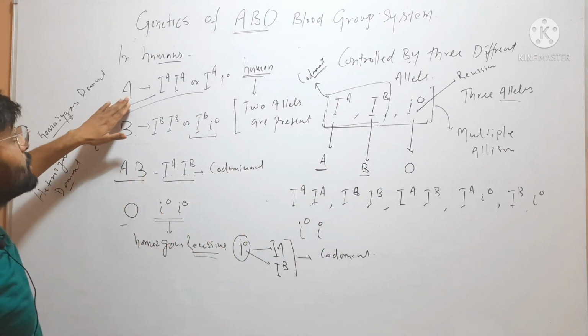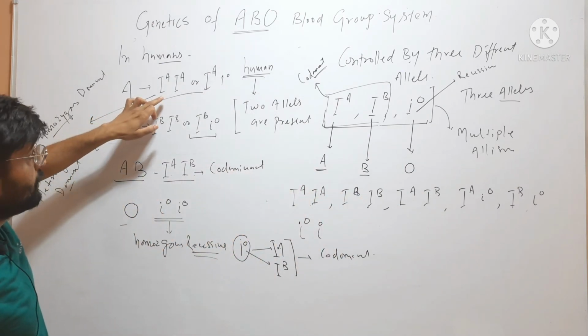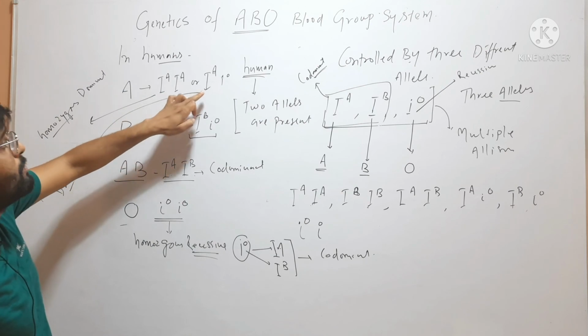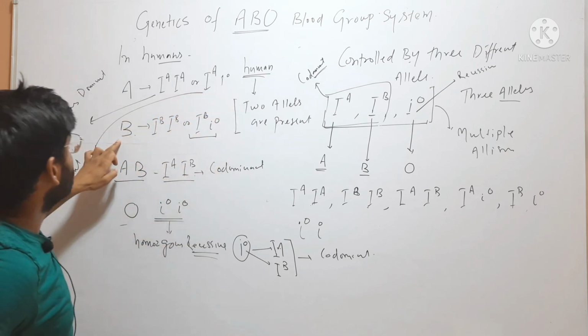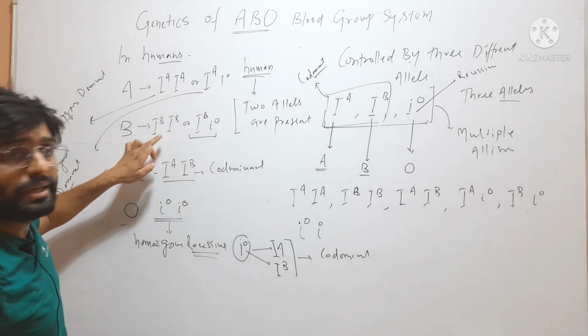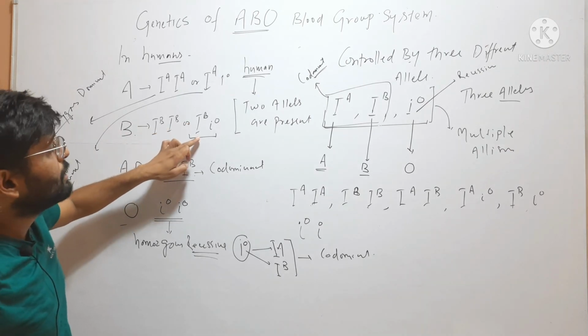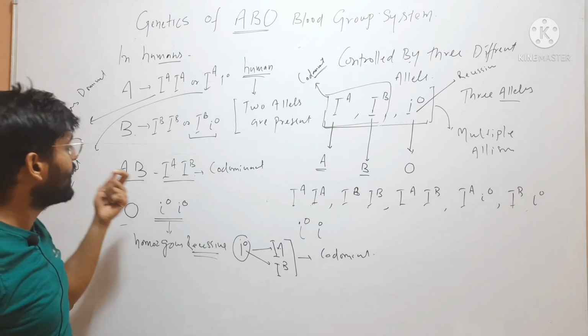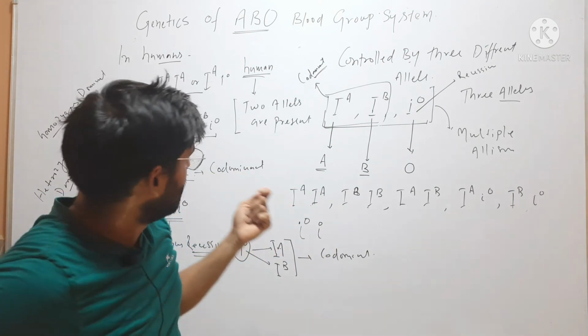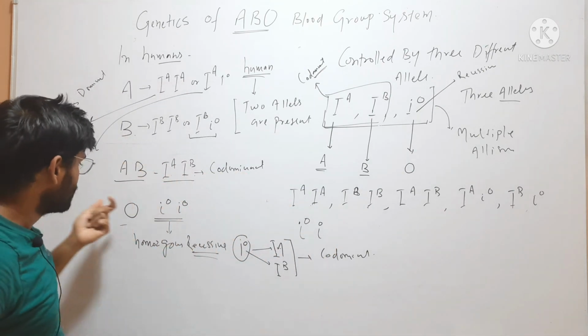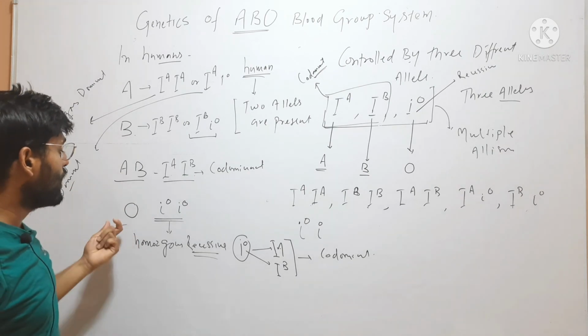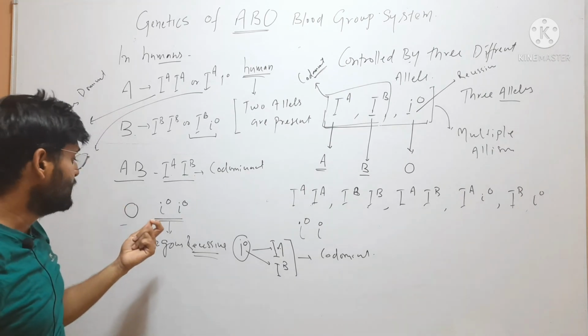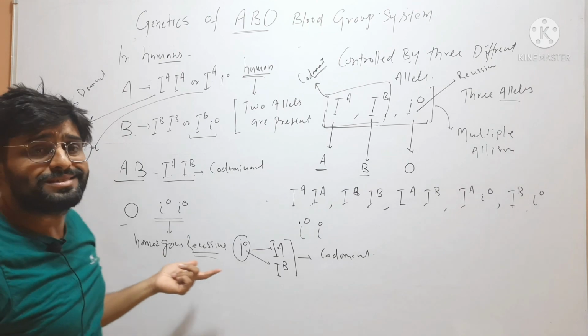So a person with blood group A will have IA IA, or it may have IA, i naught. A person with blood group B has IB IB, or IB and small i naught. A person with blood group AB has IA and IB. Both are present and both are codominant. A person with blood group O has small i naught and small i naught, that is called homozygous recessive.